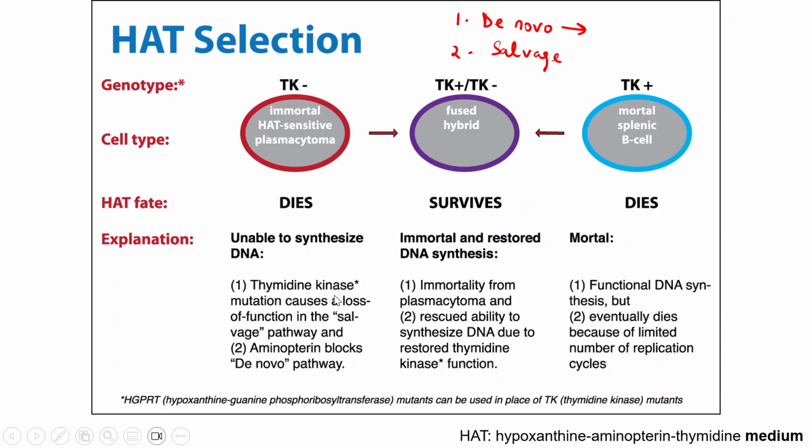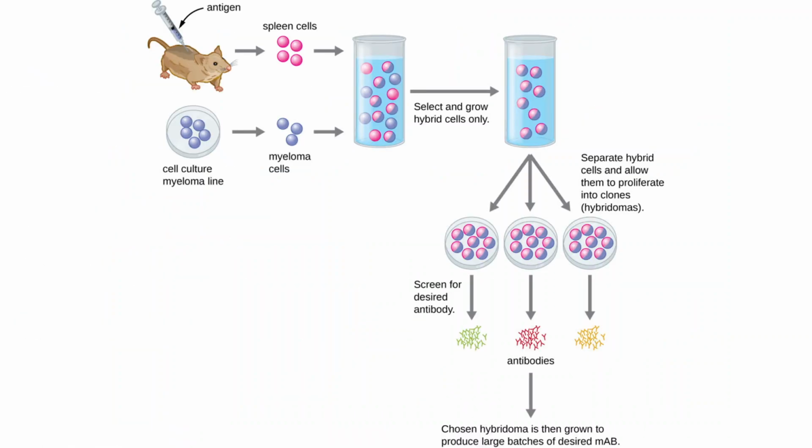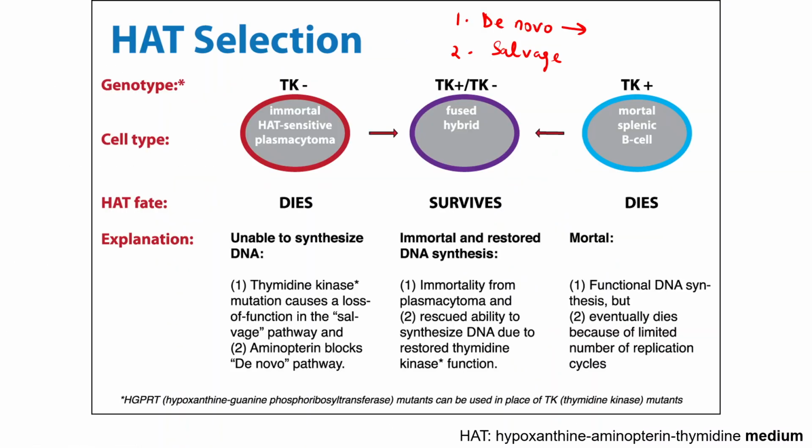Okay. And the salvage pathway is already blocked in the myeloma cells. In this I've told you that spleen cells and myeloma cells are fused, right? So these myeloma cells are basically a mutant in which the salvage pathway is absent. It is either an HGPRT mutant or a thymidine kinase mutant. Both of these mutants can cause loss of function in the salvage pathway, and aminopterin is blocking the de novo pathway. So you can understand the myeloma cells cannot survive on their own.